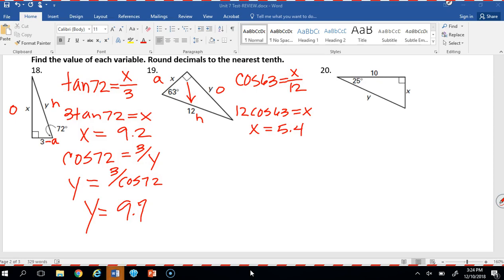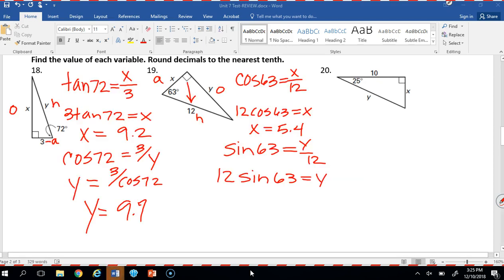Then we can use another ratio to solve for y. Now our y is our opposite and we have our hypotenuse, and when we have opposite and hypotenuse, that's our sine ratio. So sine of 63 is equal to y over 12. Here again, we do 12 times the sine of 63, and that's our y. We can put that directly into our calculator, and it tells us y is equal to 10.7. Now, as I said before, when we got that 5.4, we could have done a squared plus b squared equals c squared to solve for y as well.